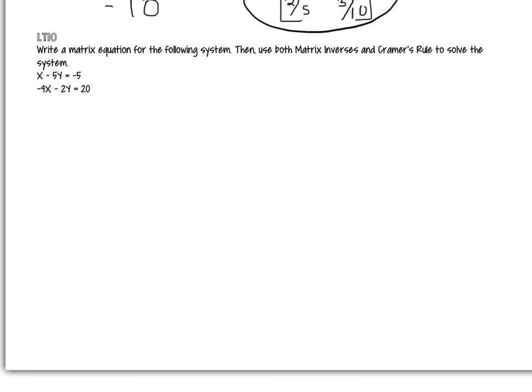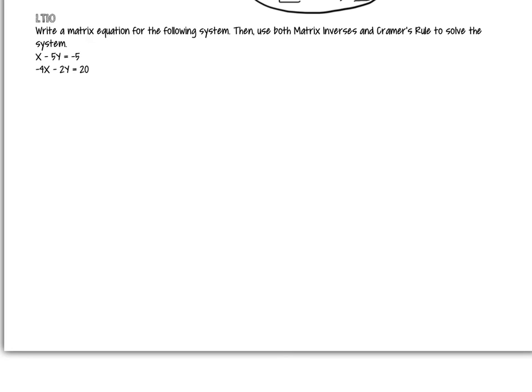All right, so now we're looking at our Learning Target 10 example, and I do have you trying both methods just to practice both methods of using inverses and Cramer's rule. First off, let's create our matrix equation. We have our coefficient matrix where we have a column for our x coefficients and a column for our y coefficients. So our x's have coefficients of 1 and -4. Our y's have coefficients of -5 and -2. We're essentially multiplying our coefficients by our variables x and y. And it's going to be set equal to our solutions, okay, -5 and 20.